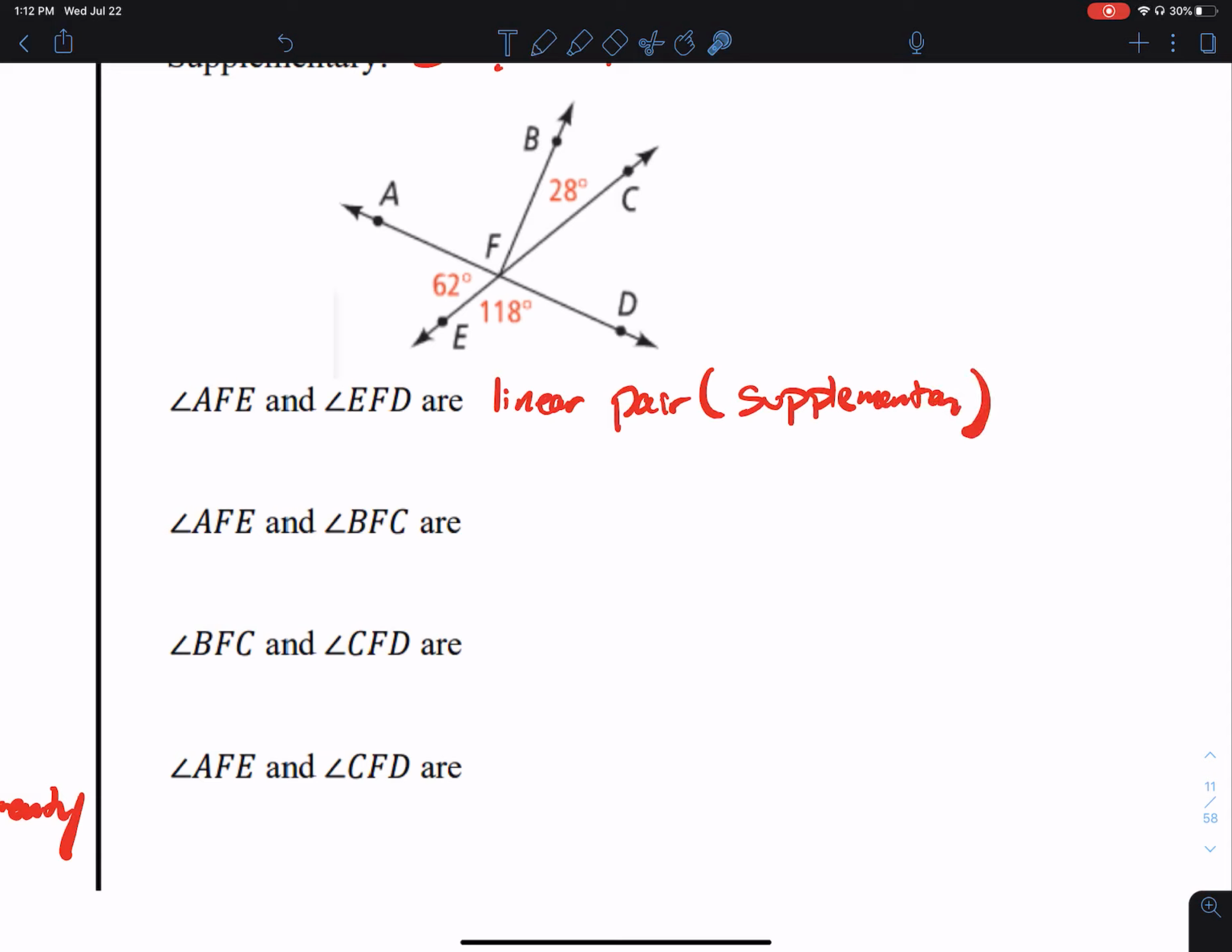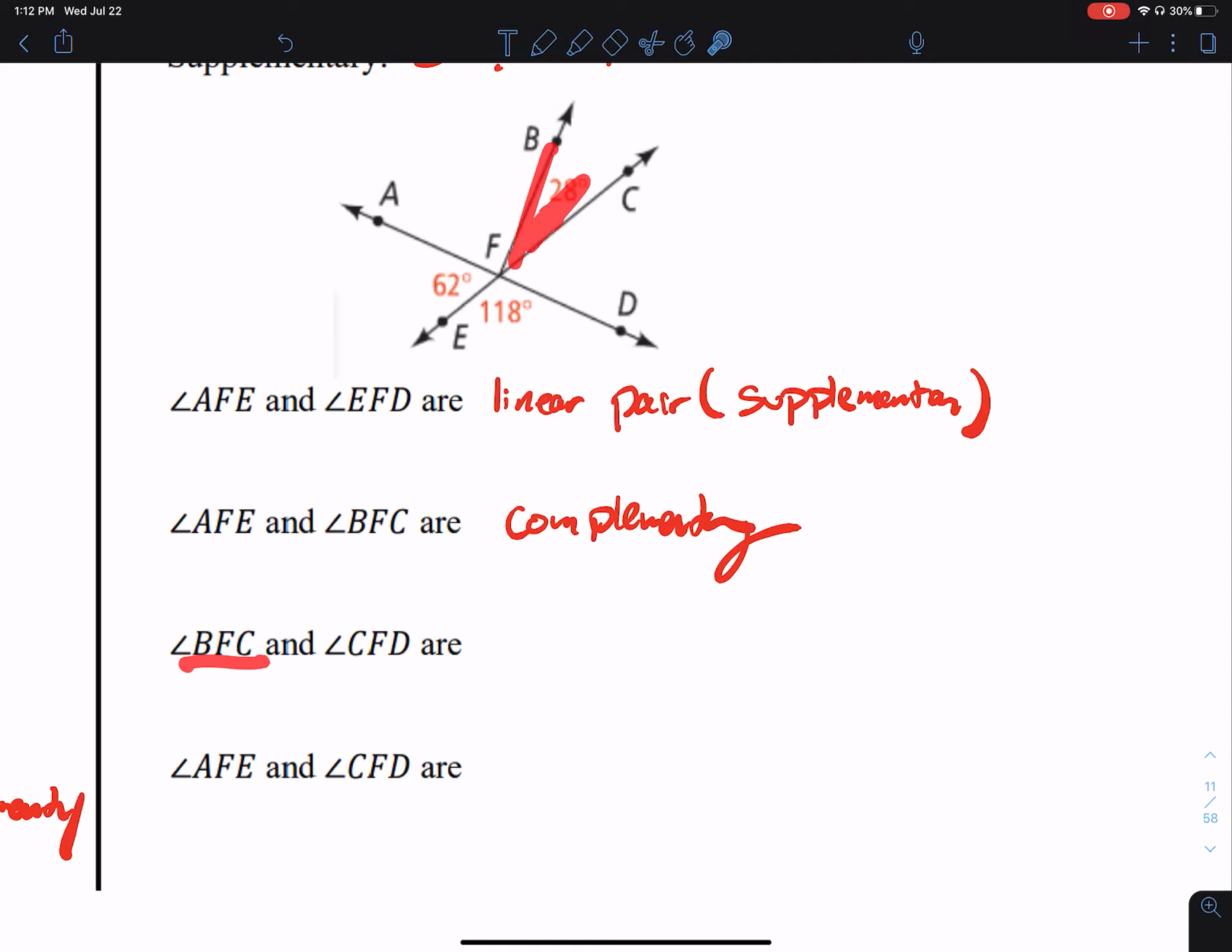Angle AFE, that's the same angle, and angle BFC. Look at their measurements. 62 and 28. That adds up to 90, so these are complementary. These are not vertical angles.